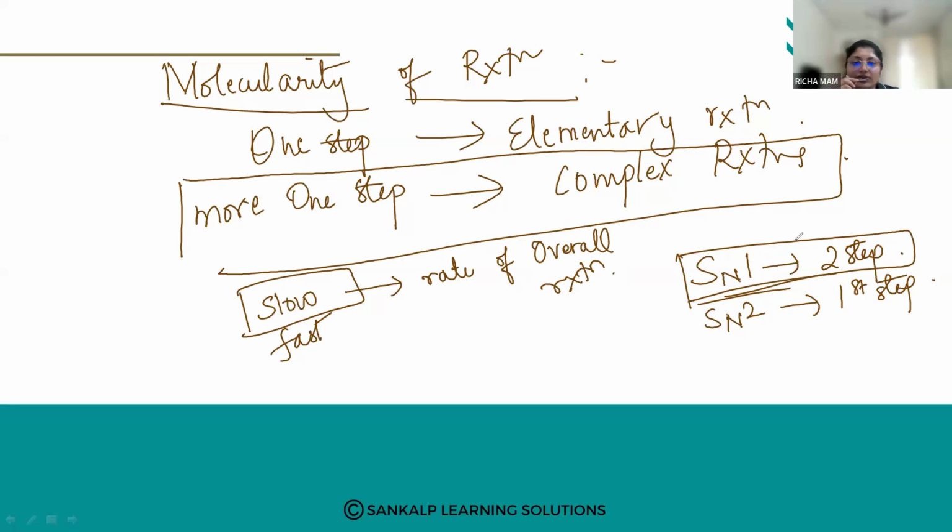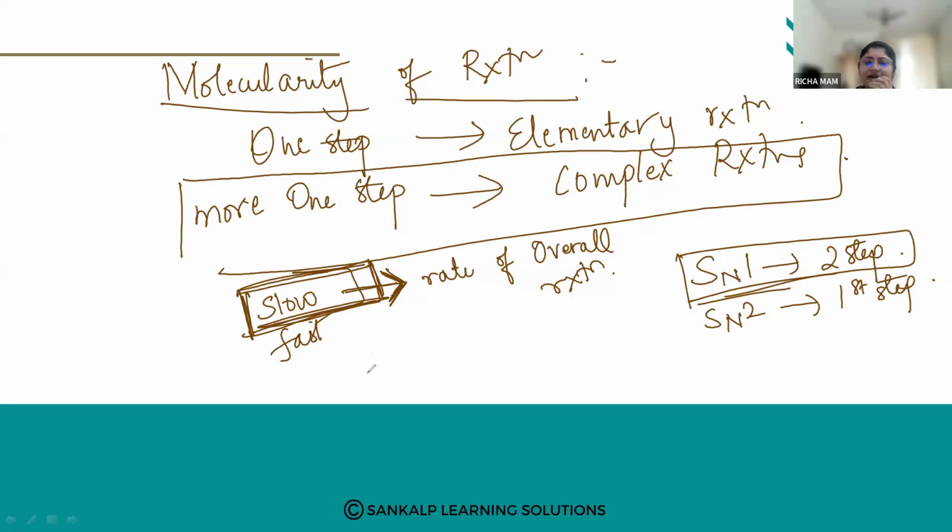The slow step was what? Formation of carbocation, right? And this slow step was the rate determining step. Whenever a reaction has more than one step, the slow step will be there. This slow step explains the overall rate of the reaction, and it is called the rate determining step, or the rate controlling step. And the order of reaction is determined by the slowest step. So whenever you are calculating experimentally the order of reaction, it is determined by whichever step is slow.